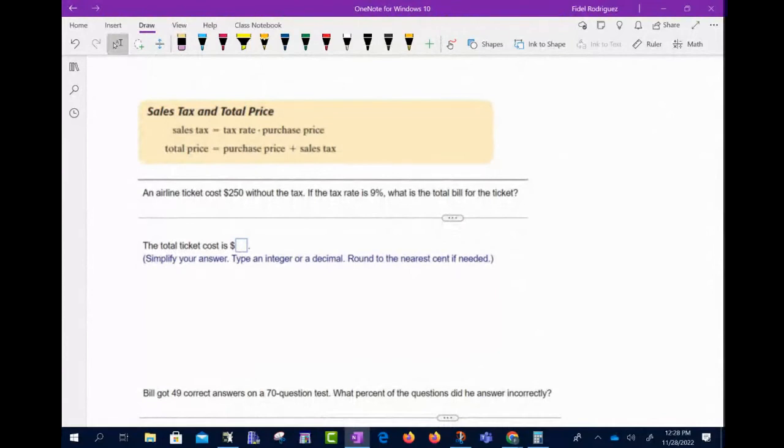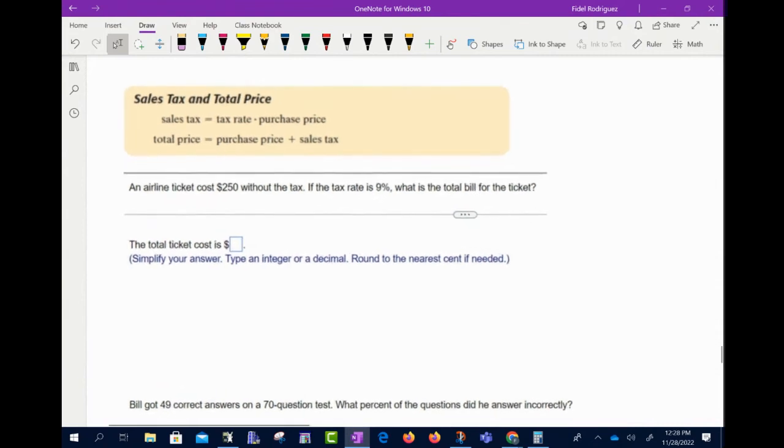Okay, so the next part I have here, y'all, deals with sales tax and total price. Let's take a look. The way we find our sales tax is we take the tax rate times the purchase price. And the way we find the total price is we take the purchase price and add the sales tax. It says an airline ticket costs $250 without the tax. If the tax rate is 9%, what's the total bill for the ticket?